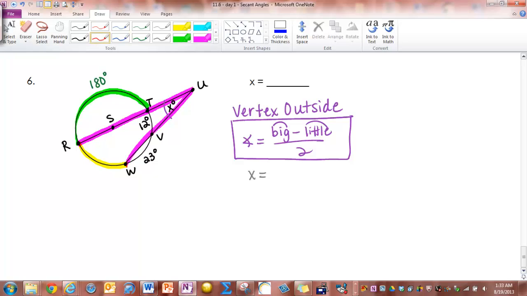So to find the yellow arc, what I have to do is take the entire circle, 360 degrees, and subtract off the 180 that I just found for my semicircle, as well as this little arc right here, which is 12 degrees, and also this arc right here, which is 23 degrees. When I do that, I get an answer of 145 degrees, and that will end up being my big arc.